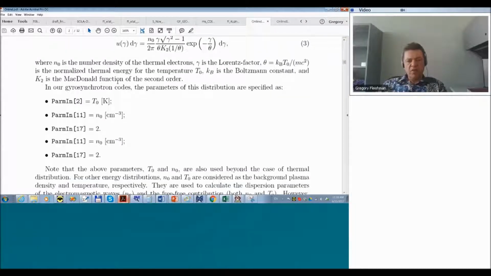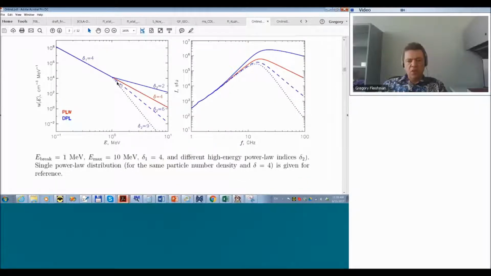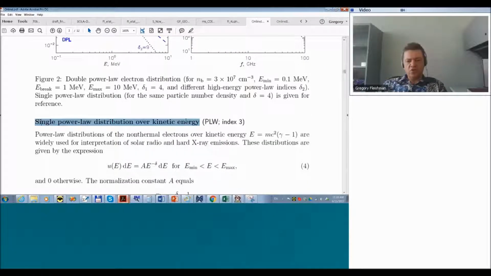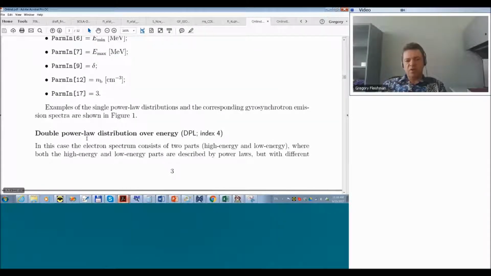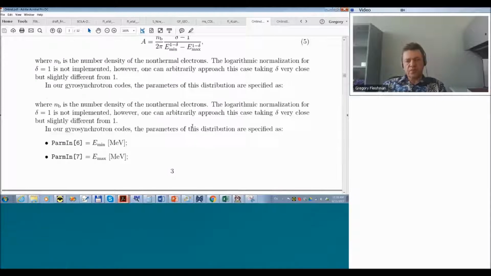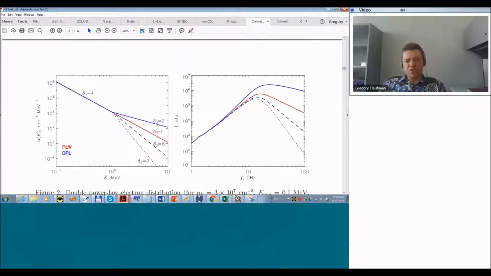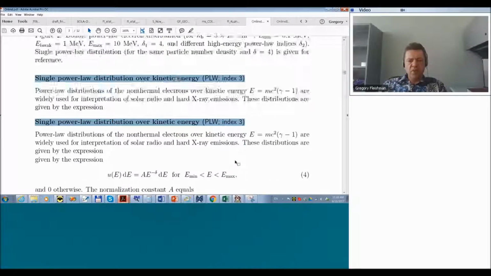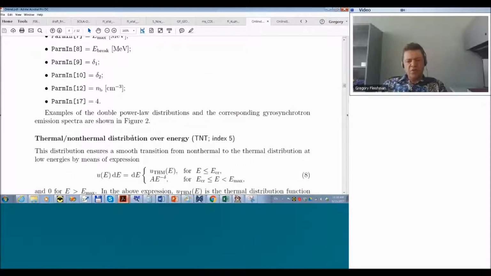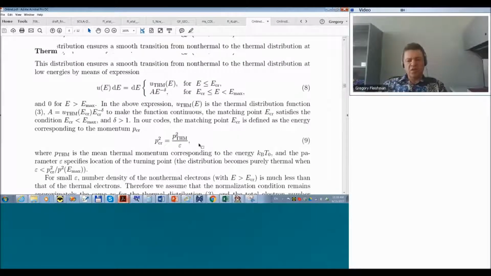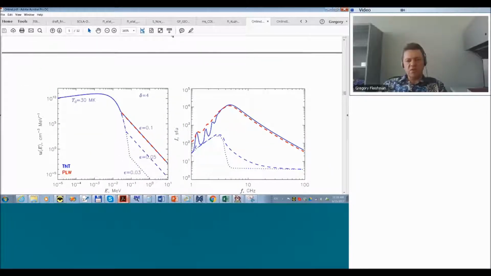Thermal is to be implemented. Single power law distribution has been implemented, not to be modified, so it's fine. Next one is double power law distribution of the energy, which is something like that, which has a break up or break down. Again, you can see what the radiation spectra look like. Power law. So-called thermal non-thermal distribution, when a thermal core is linked with the power law.